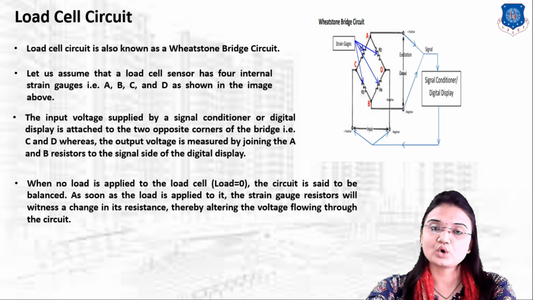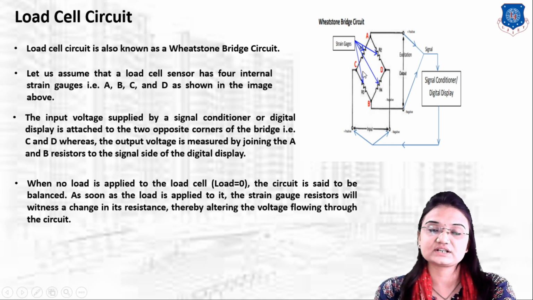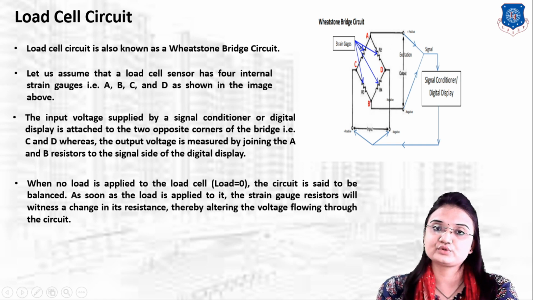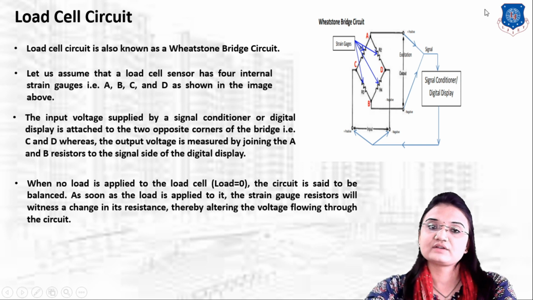Okay, when no load is applied to the load cell, at that time we can say that this circuit is in balance condition. So when the load is applied to the load cell, the resistance of these strain gauges will change. Okay, and by measuring this resistance we will get our output, which is in the form of voltage, which is directly proportional to the force applied to the load cell.